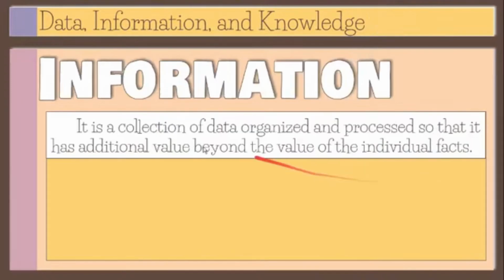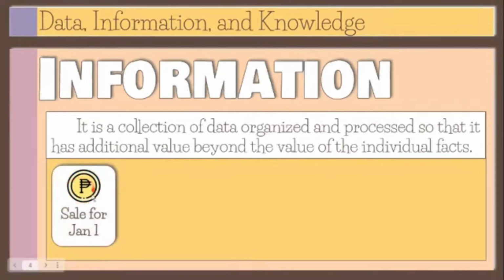On the other hand, information is defined as a collection of data organized and processed so that it has additional value beyond the value of the individual facts. For example, a certain peso value. If that value is said to be the sale for January 1, it becomes information. There is a clear context and meaning applied to that data.